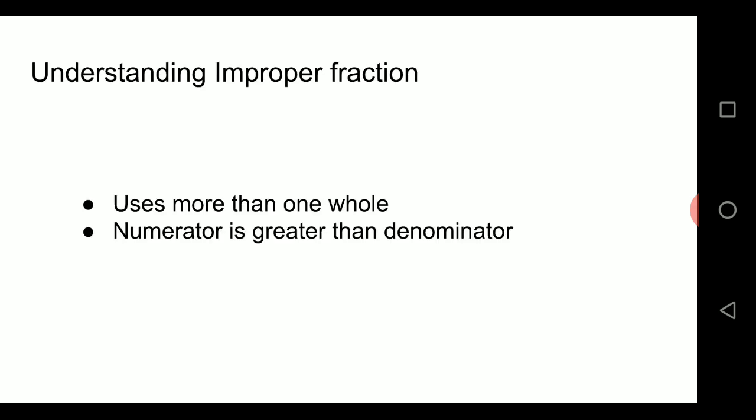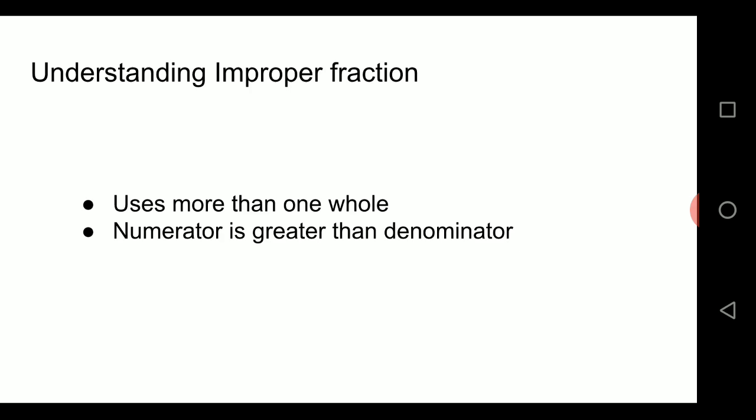So that is the character of proper fractions: the numerator is always less than the denominator. If you take 3 out of 4, or 4 out of 4, or 1 out of 4, it always remains less than or equal to the denominator, never exceeding it. If this is the case, you can say it is a proper fraction.